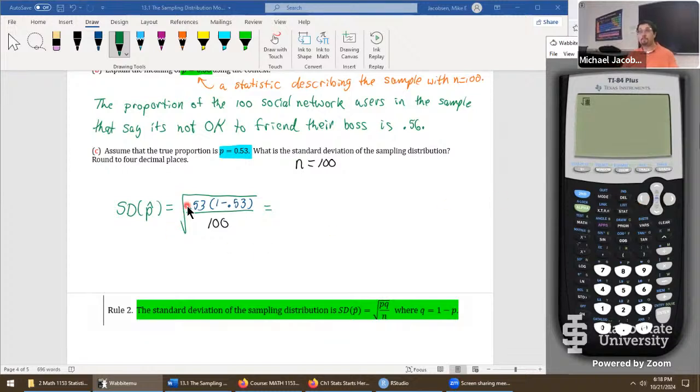Then from here, order of operations is actually forgiving with what's inside the square root. Go left to right, top to bottom, and you'll have the right thing. Just don't forget the parentheses. That could mess up order of operations. So go 0.53, parenthesis, 1 minus 0.53, close that parenthesis.